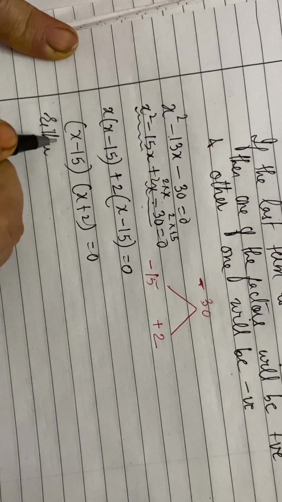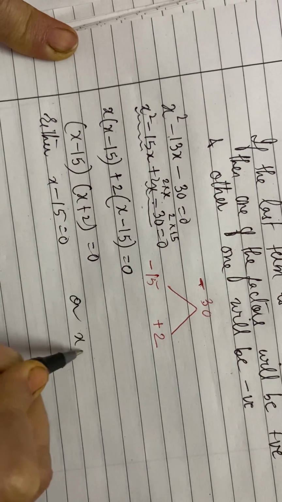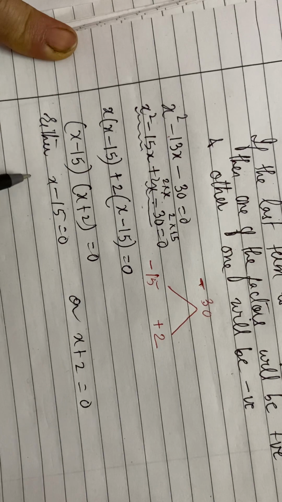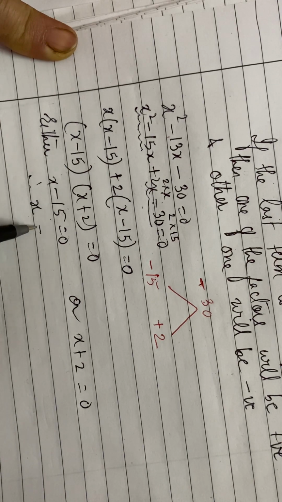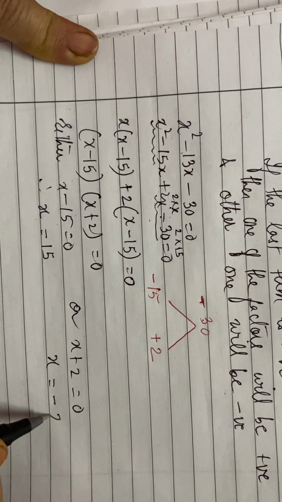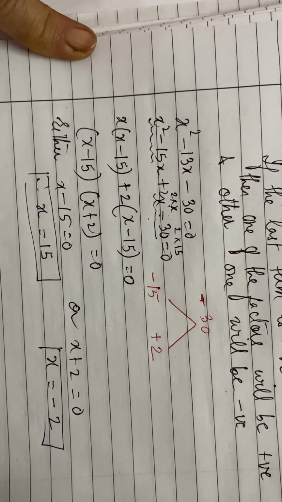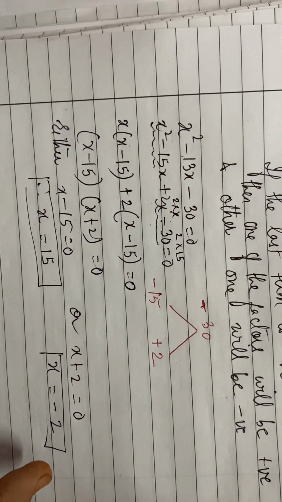Either x minus 15 is equal to 0 or x plus 2 is equal to 0. So what will be your x over here? 15 will come this side, it will become plus 15. What about x here? It will become minus 2. So these are the roots of the quadratic equation. Come to the second one now.